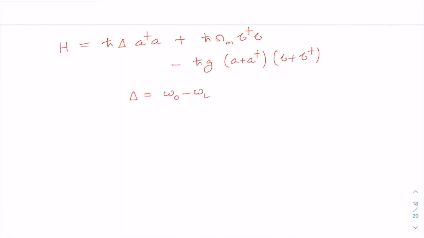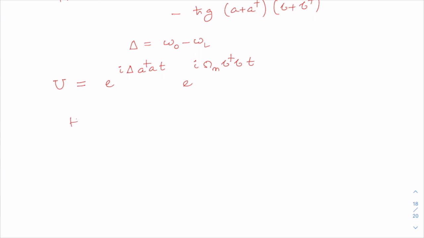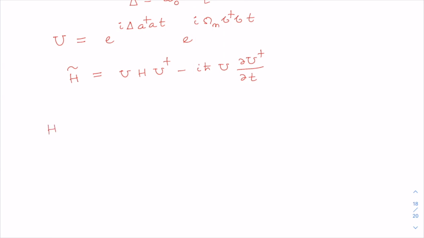And now this Hamiltonian we can transform by using this unitary transformation, which I take as e^(iΔa†a t) e^(iω_m b†b t). As you know, under unitary transformation, the Hamiltonian will transform to a new Hamiltonian, which we derived earlier. This relation we have worked out earlier. Now, if I put my unitary transformation into this relation, then we can obtain our Hamiltonian as this. I am not writing H tilde; what I am going to write is the transformed Hamiltonian.